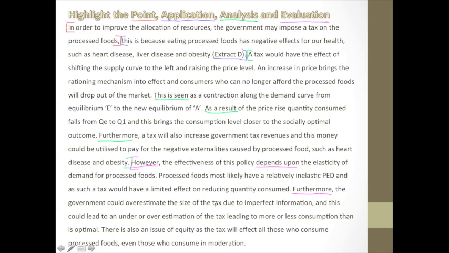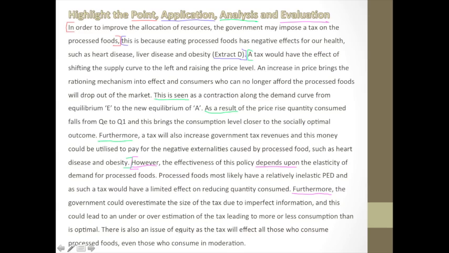If you remember the cycle that we did right at the start, government failure is key if we're going to evaluate whether the government should intervene or not. So the government could overestimate the size of a tax due to imperfect information, and this could lead to an under or overestimation of the tax, leading to more or less consumption than is optimal.